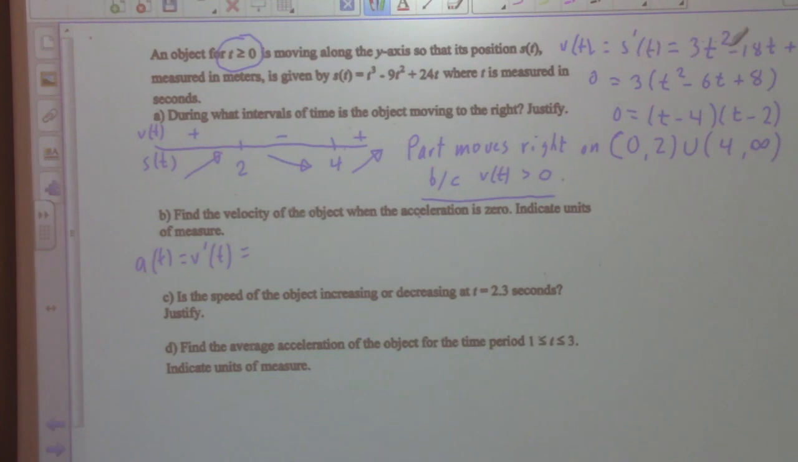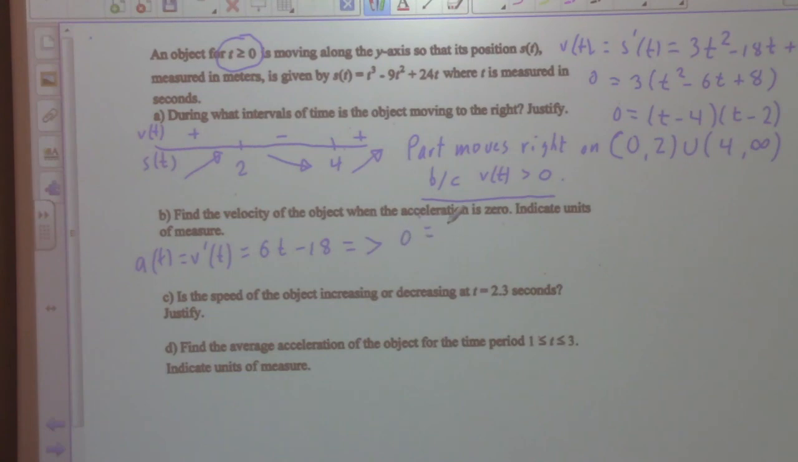So find that, the prime of that. What is our derivative of this? 6t minus 18. Okay, and it says find the velocity when the acceleration is 0. Let's find when the acceleration is 0. How do we find when the acceleration is equal to 0?